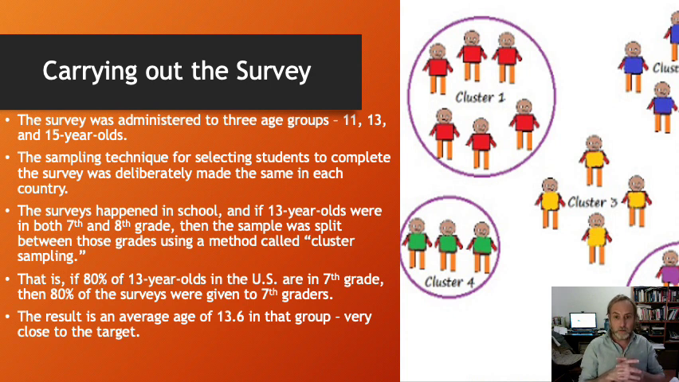Now, in school-aged children, some 13-year-olds will be in 7th grade, some 13-year-olds will be in 8th grade, depending on what age they started school, what their birthdays are, and so on. So that being the case, the sample would be split for 13-year-olds between 7th and 8th grade, right? So, for example, if 80% of the 13-year-olds in the United States are in 7th grade, then 80% of the surveys in the United States that were aimed at 13-year-olds were given to 7th graders, right?